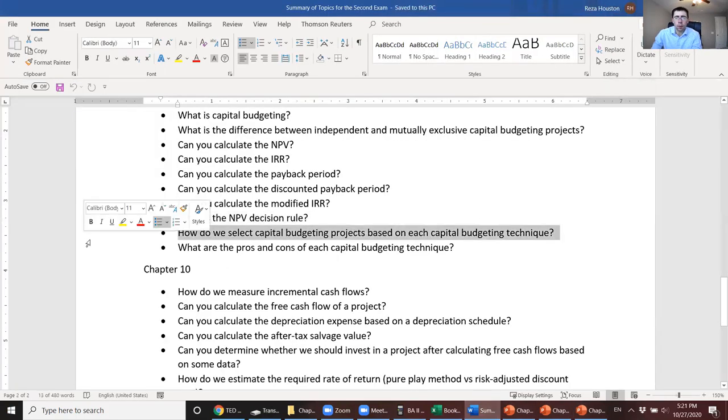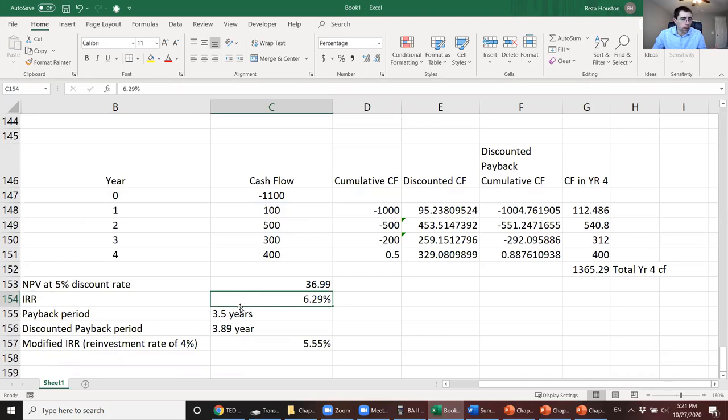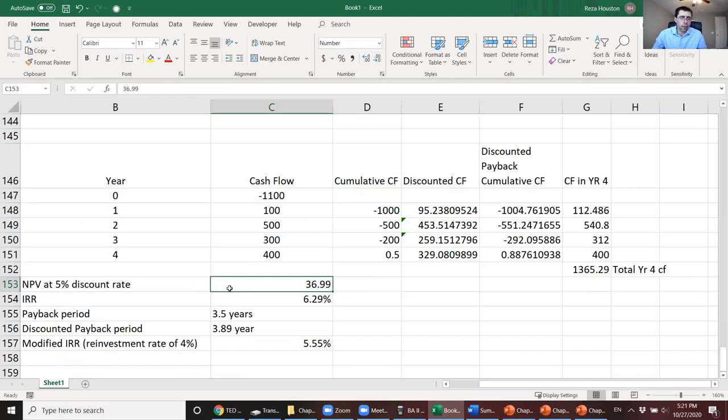How do we select capital budgeting projects based on each capital budgeting technique? I mean, quite frankly, if we go back to this example, we want a positive NPV and we're going to select the project if we have independent projects with the highest NPV. We also want an IRR that is the highest possible. But if we're choosing between these two, we're going to focus more on the NPV or rely more heavily on it. And that's going to be our primary criterion.